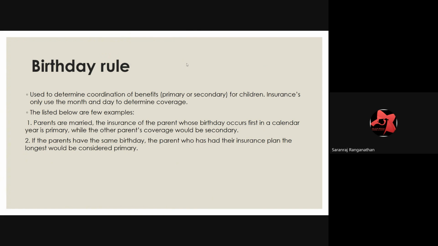Then the birthday rule. It is used to determine the coordination of benefits, which means primary or secondary for the children. Insurance only uses the month and day to determine coverage. Listed below are a few examples. If the parents are married, the insurance of the parent whose birthday occurs first in the calendar year is primary, while the other parent's coverage would be secondary. Then, if the parents have the same birthday, the parent who has had their insurance plan the longest would be considered primary.